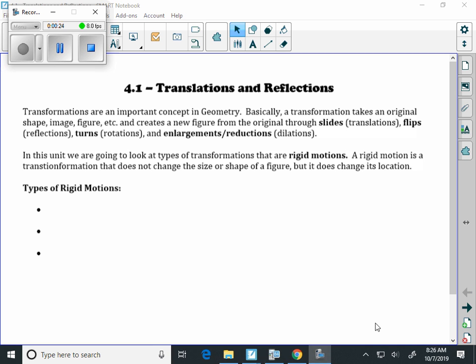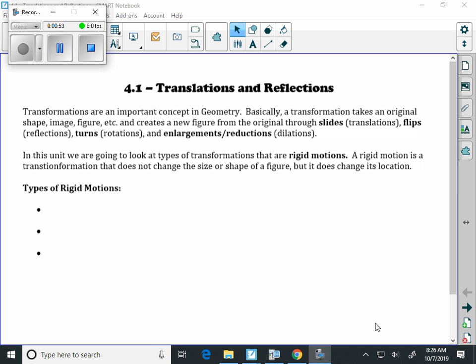So we're going to be doing different things to a shape, an image, a figure. And what happens when we're doing transformations is that we create a new figure somewhere else. So we might slide it, which is a translation, which is what we're going to have on our quiz tomorrow. We might move it right, we might move it left, we might move it up, we might move it down, or a combination of those.